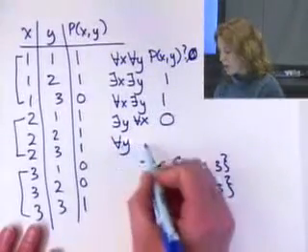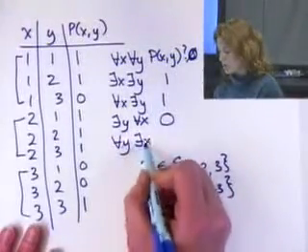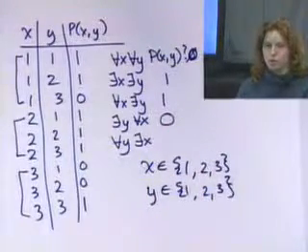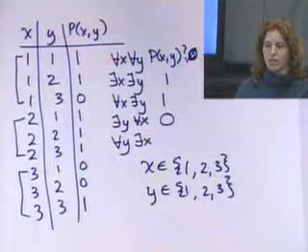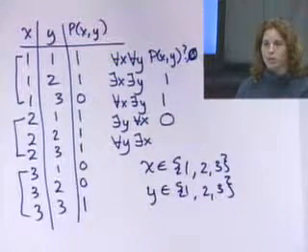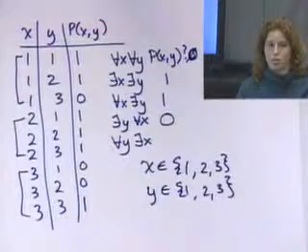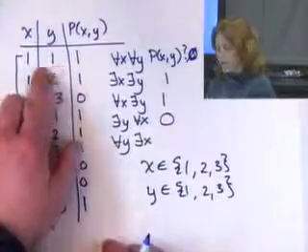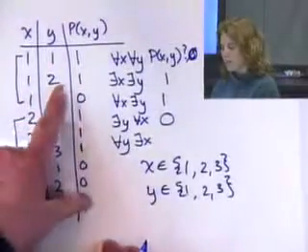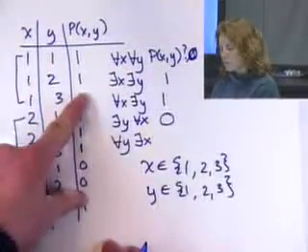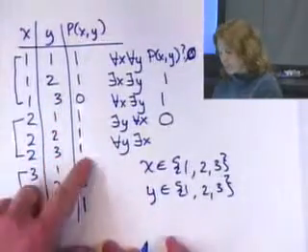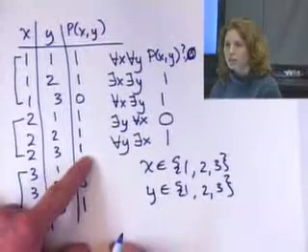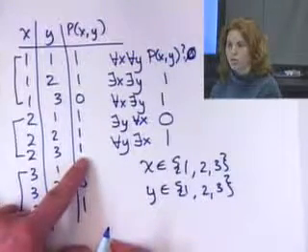So the next one I would try is for all y, there exists an x. So I have to test all the y values to see if there's x values that make them true. So I have to test y equals 1 and find an x that goes with it. Test y equals 2, find an x that goes with it. And test y equals 3 and find an x that goes with it. I have to do all three of those. So y equals 1, x equals 1 works just fine. y equals 2, x equals 1 works just fine. y equals 3, x equals 2 works. So this is fine because every single time I had a y value, I could find an x that would make the function true.